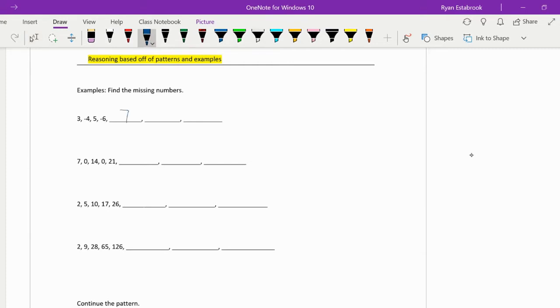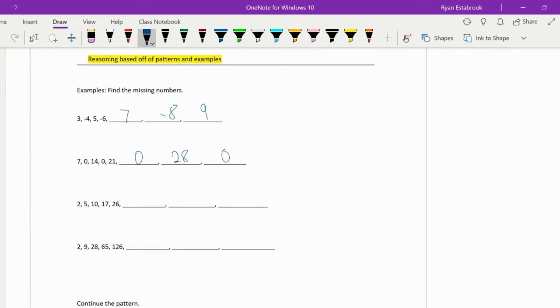The first one is going to be a positive 7, negative 8, positive 9. The numbers are alternating between positive and negative, and the absolute values are increasing by a value of 1. The next one has 2 patterns going on. There's a pattern of zeros followed by multiples of 7.